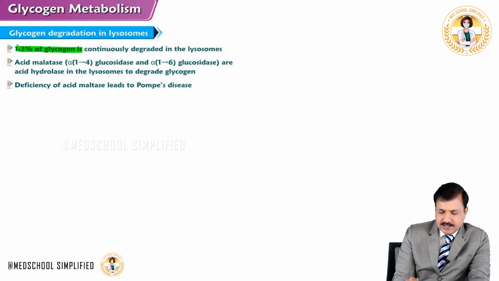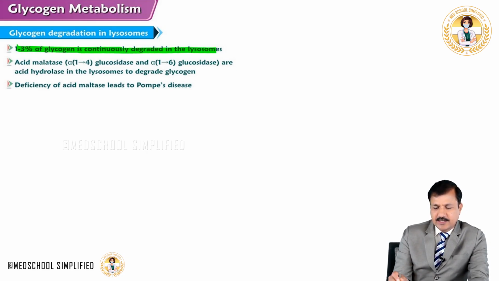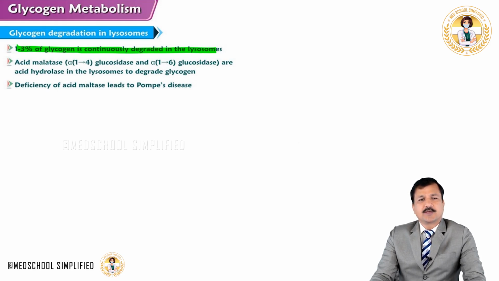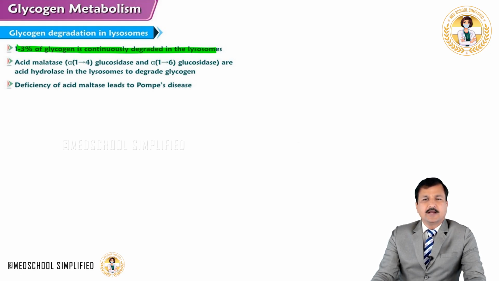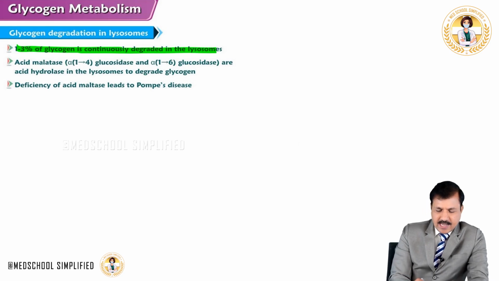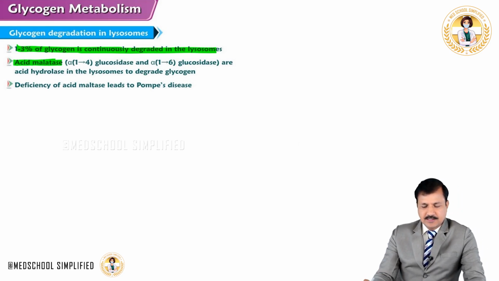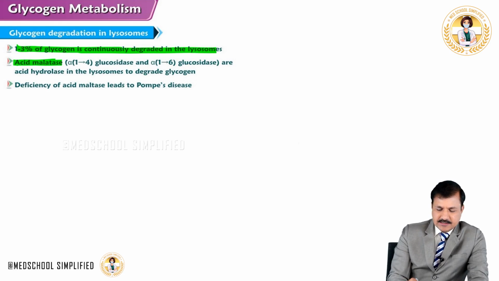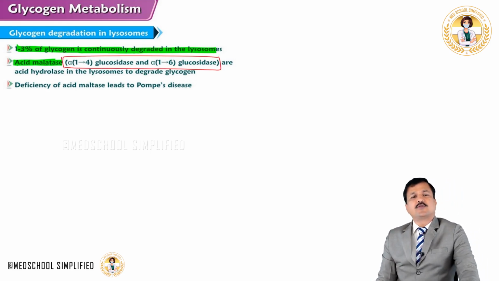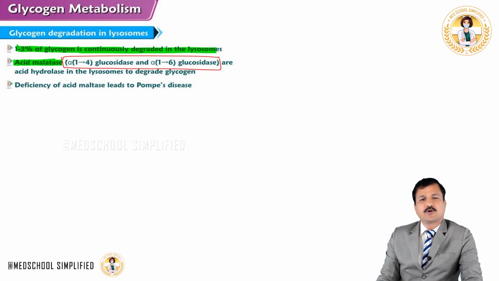Around 1 to 3% of glycogen is continuously degraded in the lysosome, because we have lysosomal hydrolases, and one of the lysosomal hydrolases that will degrade glycogen in the lysosome is the acid maltase enzyme. This acid maltase enzyme is a combination of 2 enzymes, that is alpha-1,4 glucosidase enzyme and alpha-1,6 glucosidase enzyme. Both are acid hydrolases, which will degrade glycogen in the lysosome.